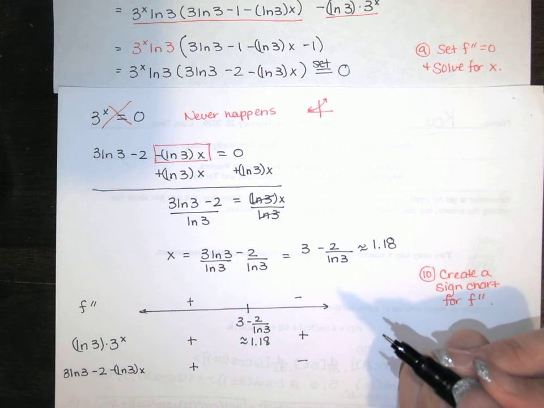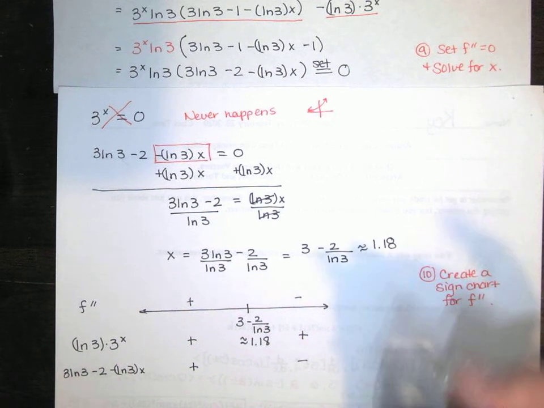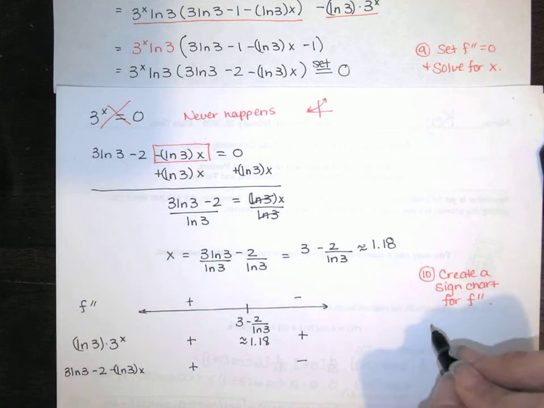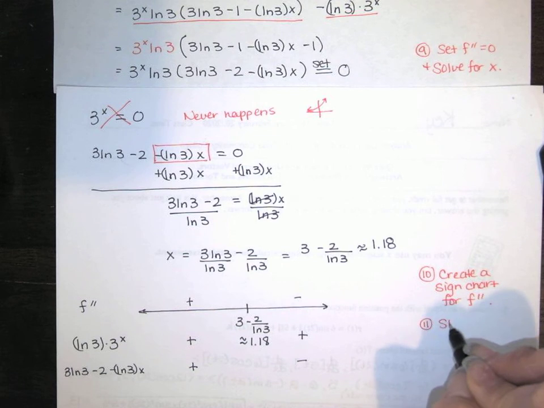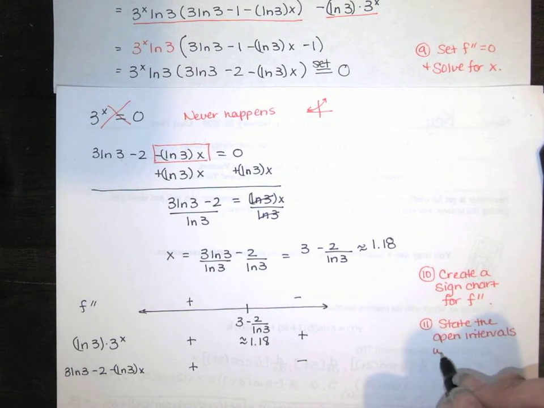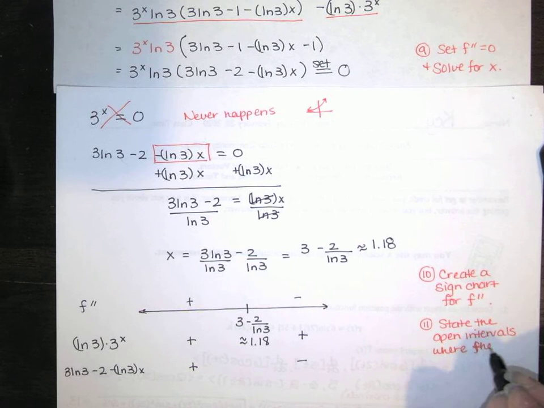So now we've got a sign chart, and we can use this to infer the concavity of the original graph. So let's state the open intervals where the original function f, or I should say the graph of the original function f, is concave upward or concave downward.